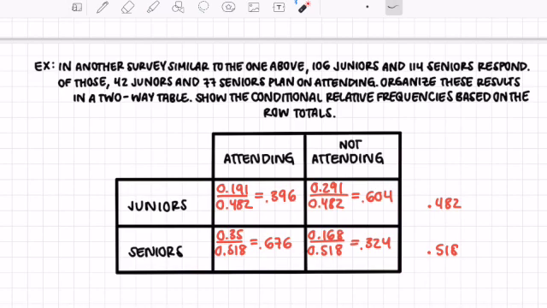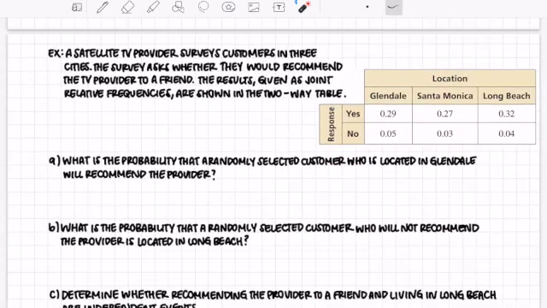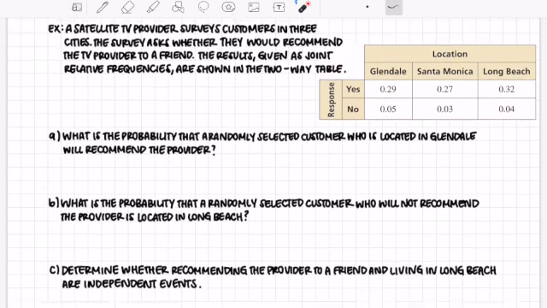All right, so now that we understand how to create a table, we're going to be using the table now to interpret some probabilities. So, for example, a satellite TV provider surveys customers in 3 cities. The survey asks whether they would recommend the TV provider to a friend, and the result given as joint relative frequencies are shown in the two-way table.